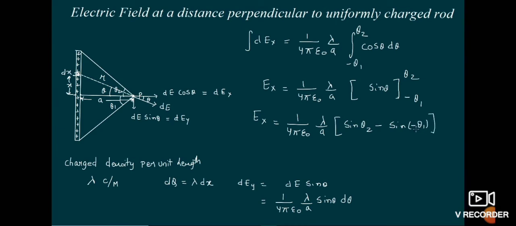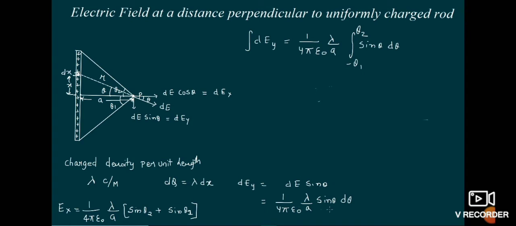That is equal to 1 by 4 pi epsilon lambda by a, sin theta 2 plus sin theta 1, since sin of minus theta 1 is equal to minus sin theta 1. Therefore Ex becomes lambda by 4 pi epsilon a, sin theta 2 plus sin theta 1. Similarly, we have to find the value of Ey by integrating with the limits from minus theta 1 to plus theta 2. Therefore Ey becomes 1 by 4 pi epsilon lambda by a, minus cos theta, from the limits of minus theta 1 to theta 2.